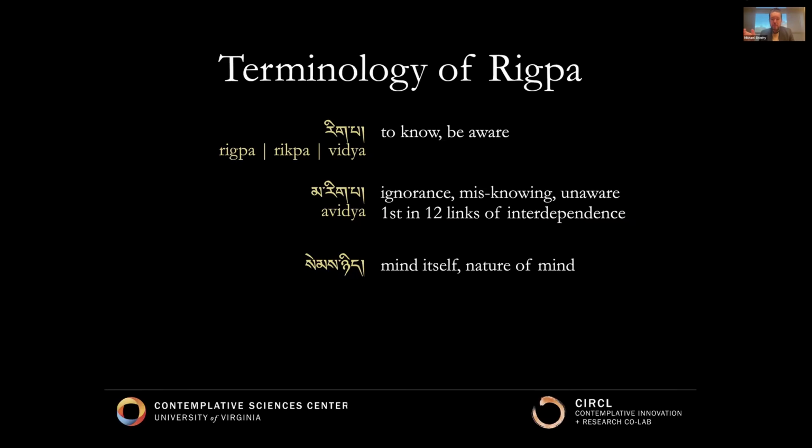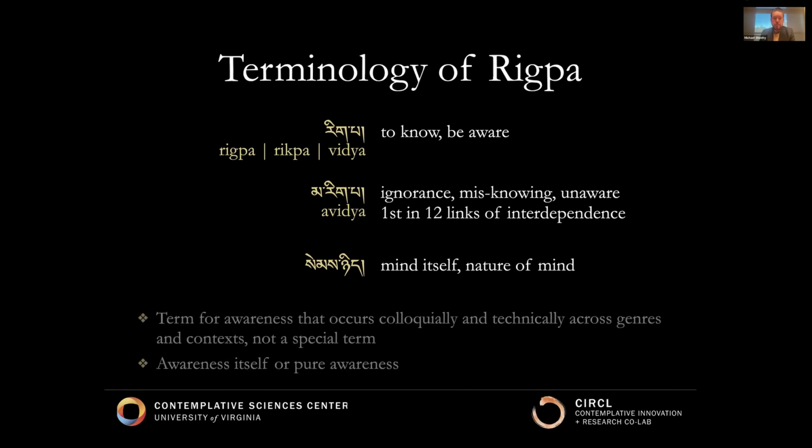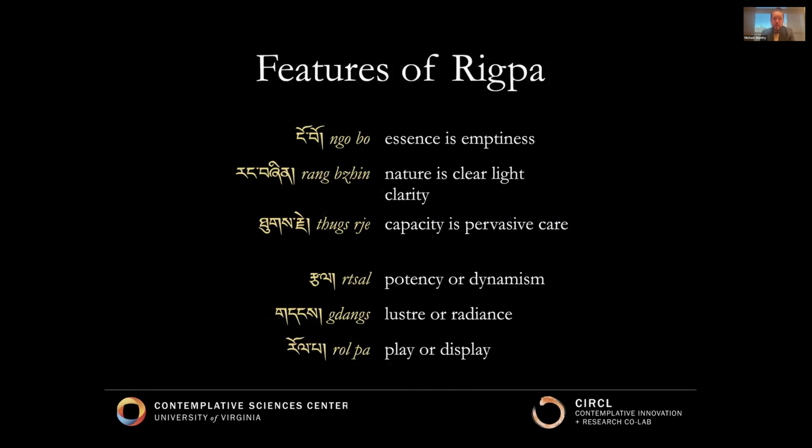But then there's this other term. I talked about mind, or the mind itself, or the nature of mind. Okay? So there's a term for awareness that occurs colloquially and technically across genres and contexts. It's not a special term, although I'm using it in the Dzogchen context as a special term, but really referring to awareness itself, or what I'll call for the rest of this talk, pure awareness. Pure awareness. So the features of pure awareness, or Rigpa, they say there are two threefold structures.